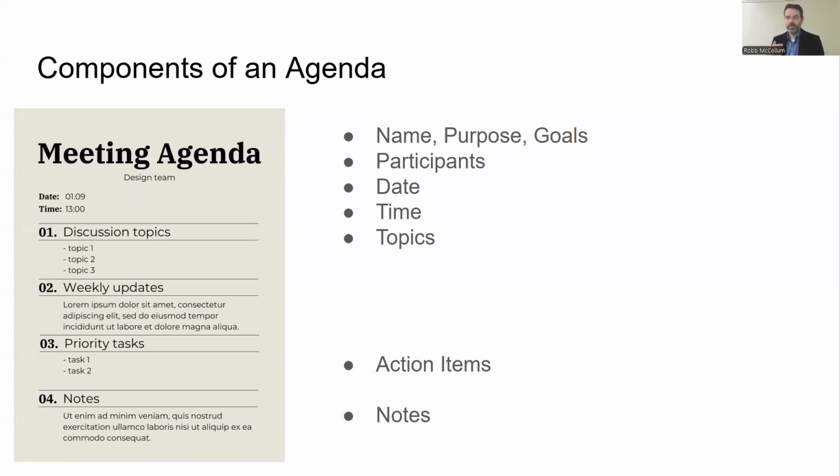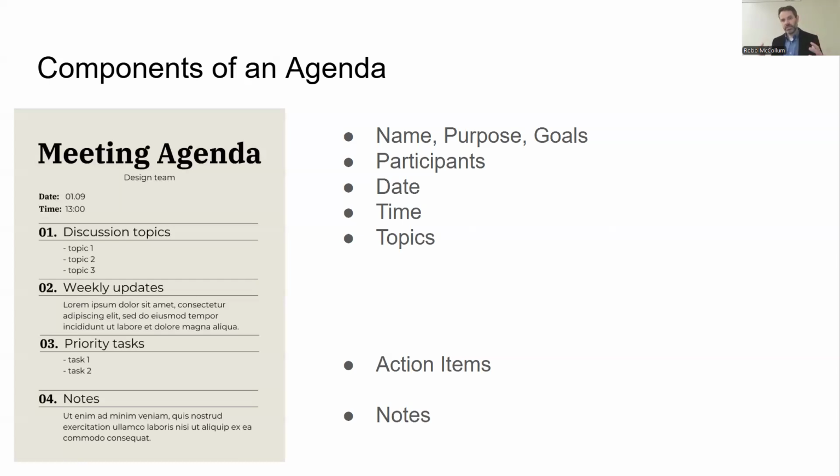Then it is typical that we would see the date and time of the meeting at the top. This is missing location, so we would expect to see that as well. Is this an in-person meeting? If so, which room is it in? Is it an online meeting? If so, what is the Zoom or other kind of teleconferencing software link?